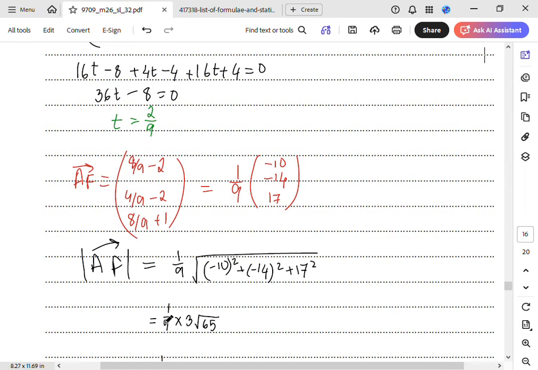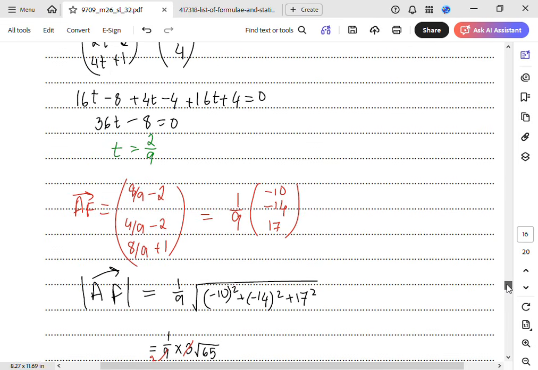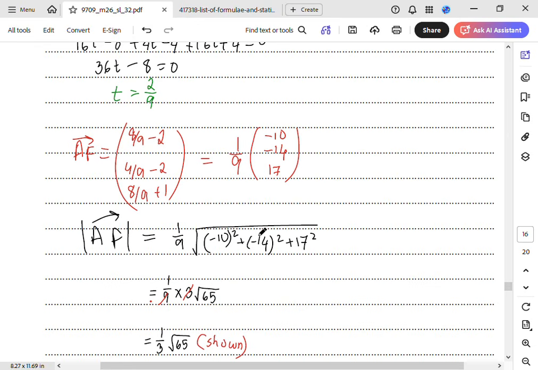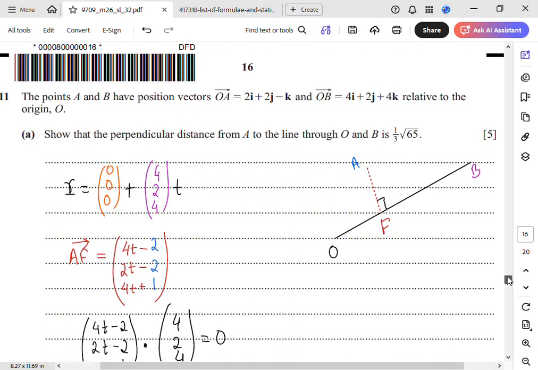So if you simplify this, my bad, let me use a different color. This and this cancels out. So you will have your distance, which then is root 1 by 3 root 65. That is what the question told you to prove. So I've proven that, right?